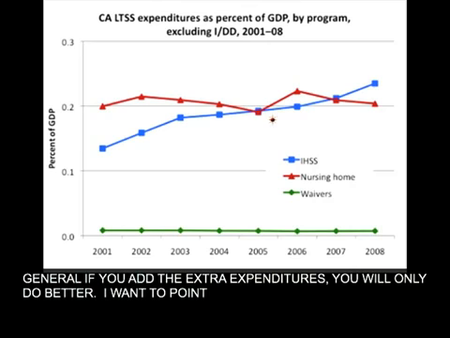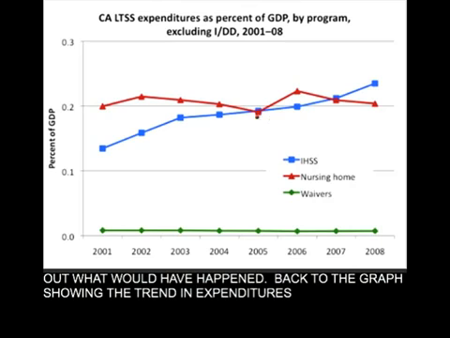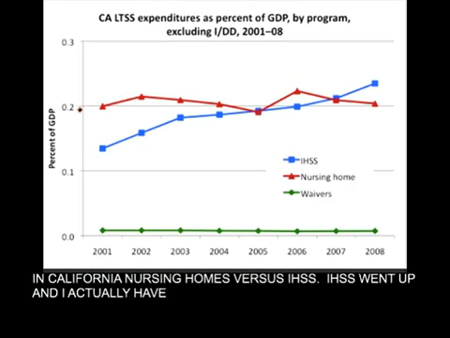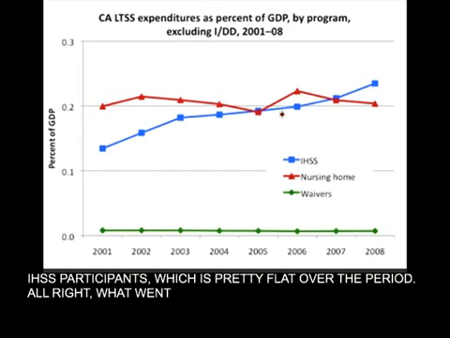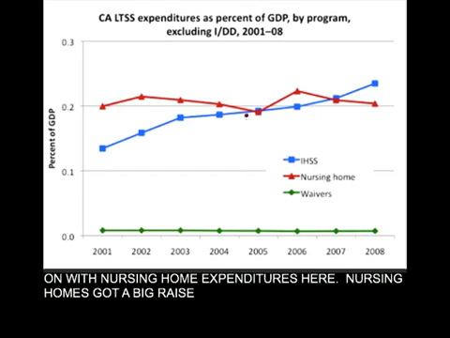I wanted to point out what would have happened. What I'm showing now, back to this graph, is the trend in expenditure in California of nursing homes versus IHSS. IHSS went up, and I actually have another graph that I can't show you right now, but it shows the per person expenditure for IHSS participants, which is pretty flat over the period. All right, what went on with nursing home expenditures here?